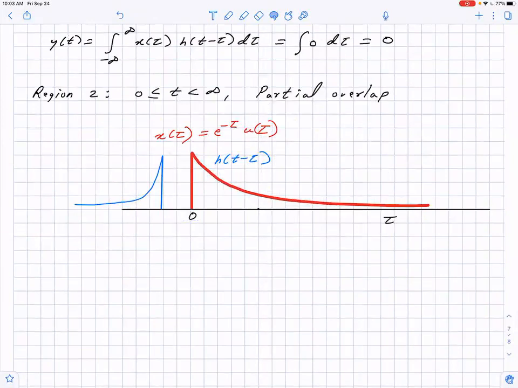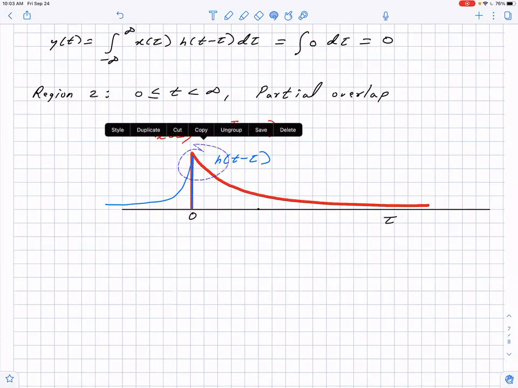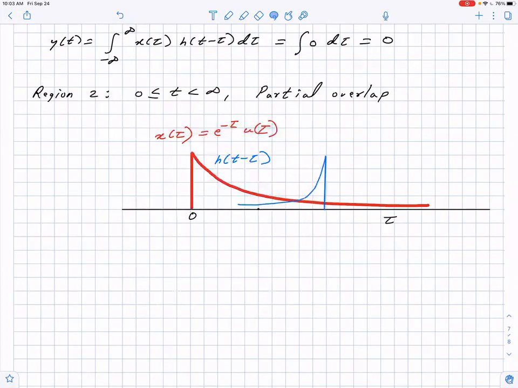So this is the case where we see some overlap. And the point that was initially at 0 before any shift. So before any shift, the graph looked like this, and the right end of the blue function was at tau equals 0. As we move this function, the point that was initially at 0 becomes t. So this point is t. So remember that.